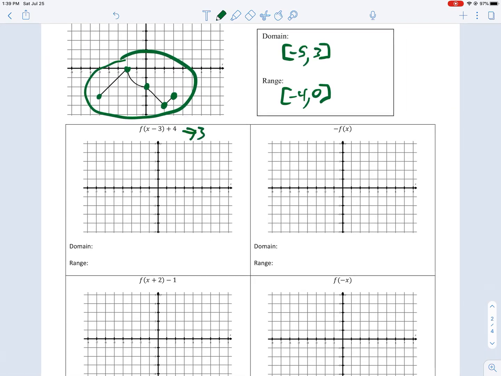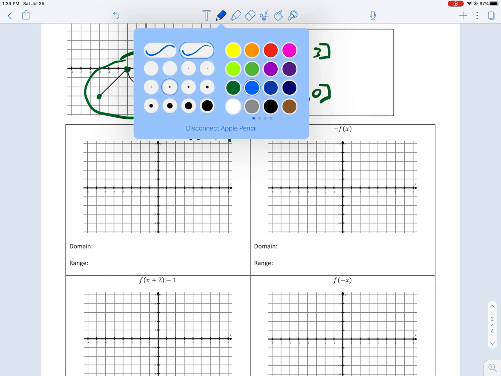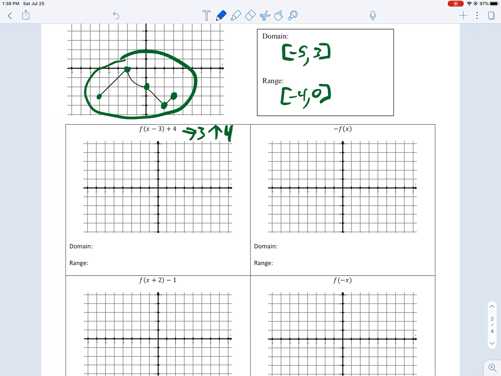So this here tells me to move it to the right 3 and up 4. So I'm going to move those green dots right 3 and up 4. These dots that I'm coloring blue now are the ones I'm going to move. So moving that first one, we're going to move it from -5, -3. We're going to move right 3, 1, 2, 3, and up 4.